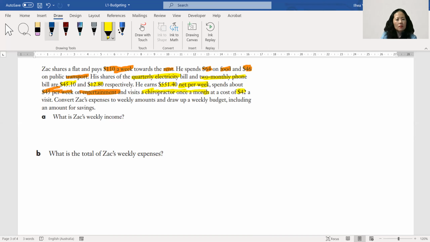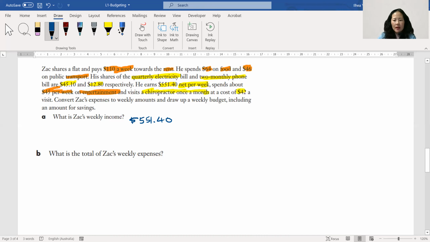So let's have a look. What is Zach's weekly income? Well, that's easy because it's right there. It's $551.40 net per week. So that's what Zach will take home per week. So it's $551.40.